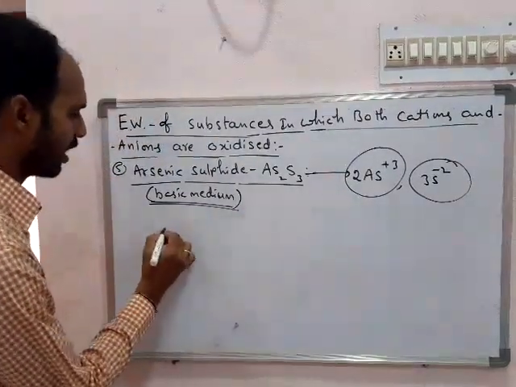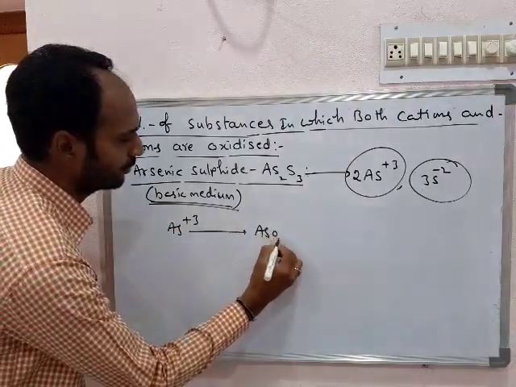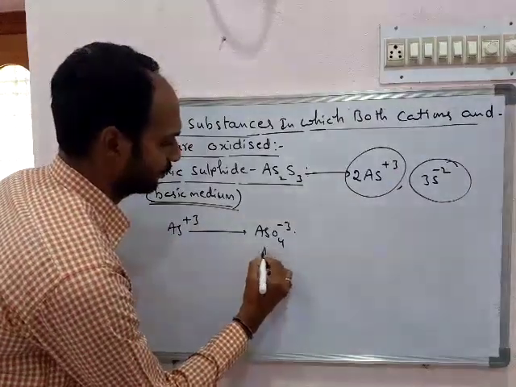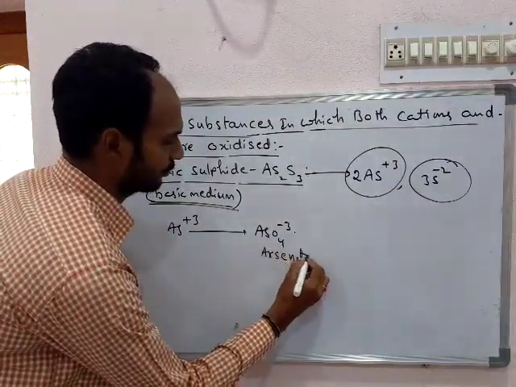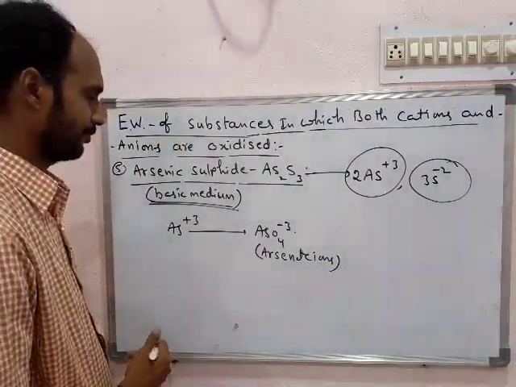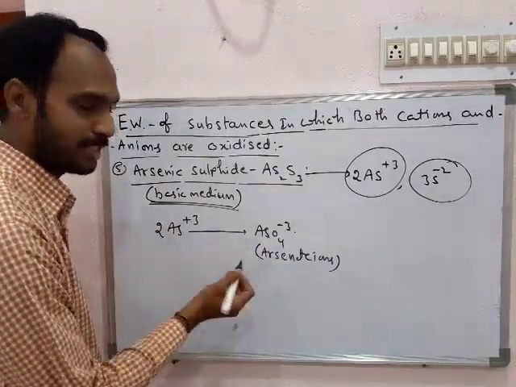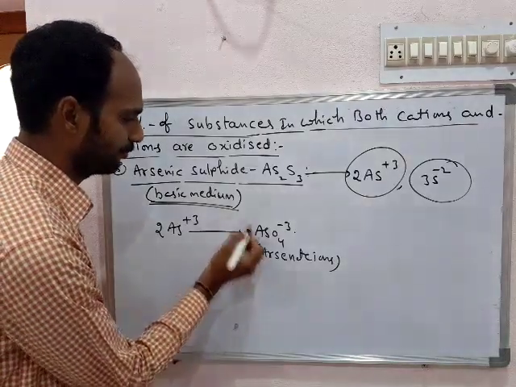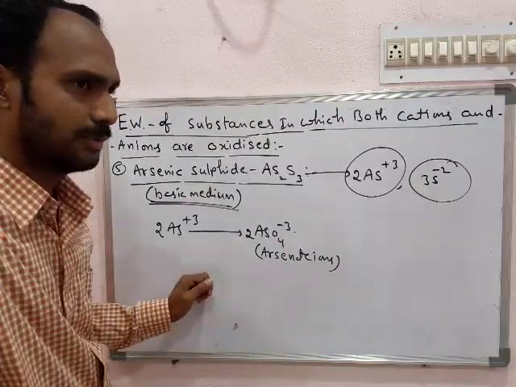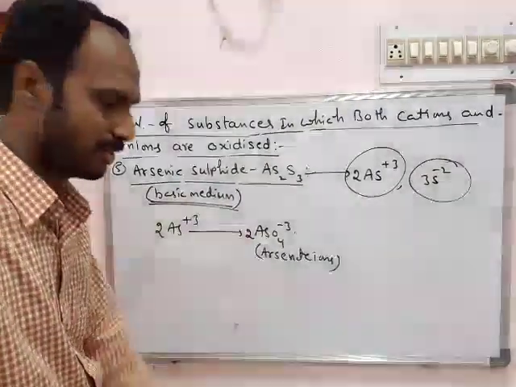So these arsenic ions change to arsenate ions. So the 2 arsenic ions are there, and the 2 arsenics become arsenates. Now we calculate the number of electrons lost by the arsenic ion, nothing but the n factor for this change.